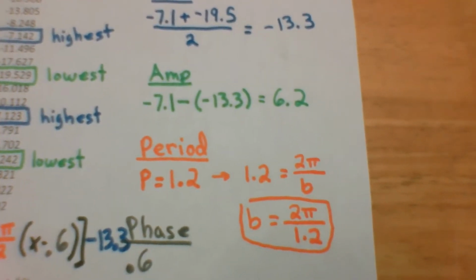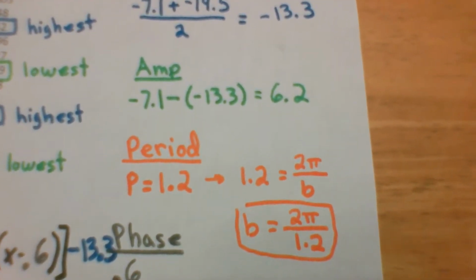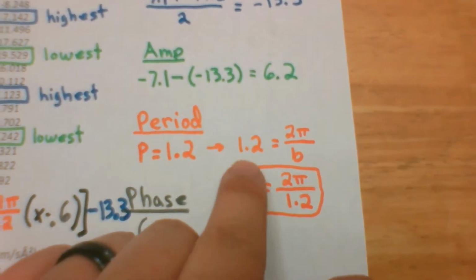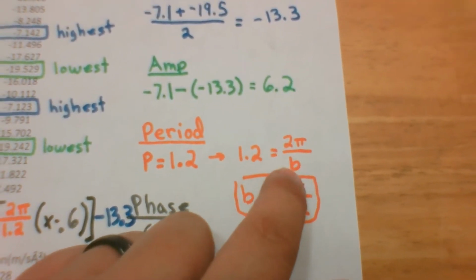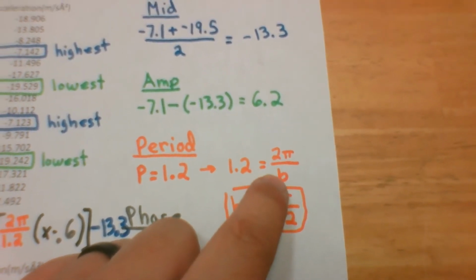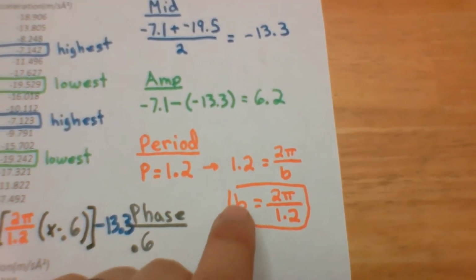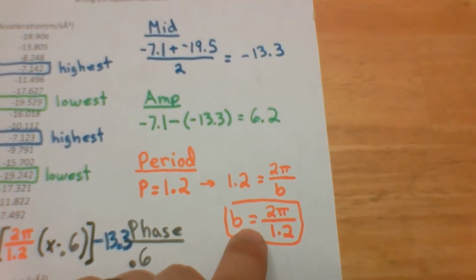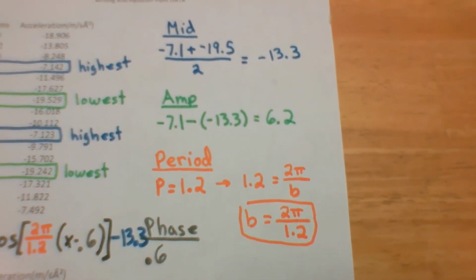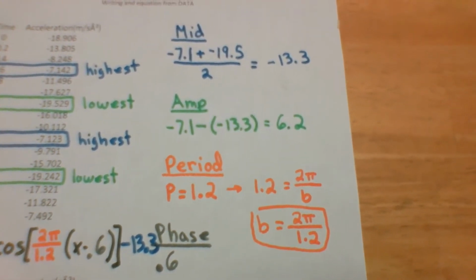Now remember, if you're writing an equation, the period does not actually go in the function. So you have to, again, do this formula. Period is equal to 2 pi over b. The period is 1.2. We got that from our table. Now we have to solve for b. And it becomes b equals 2 pi over 1.2. That is what goes in our equation.